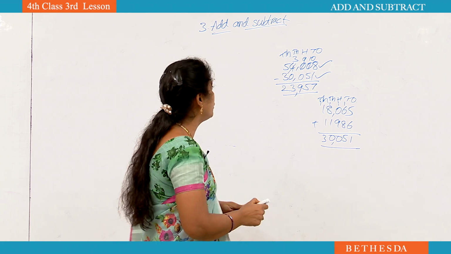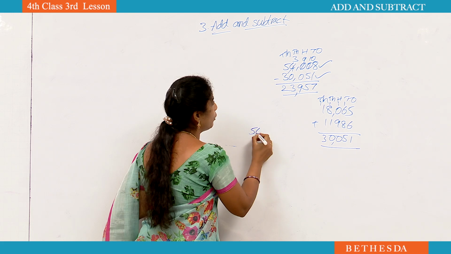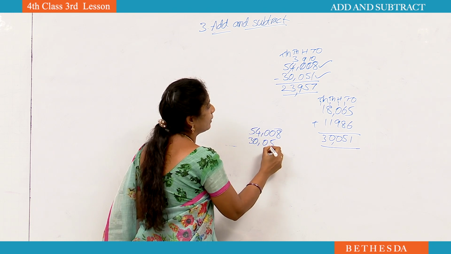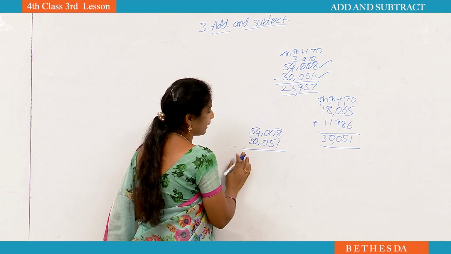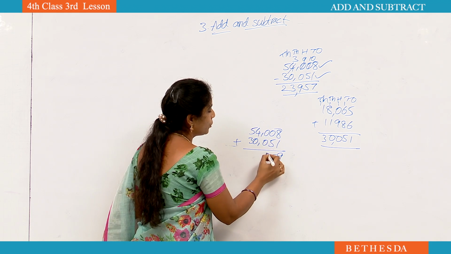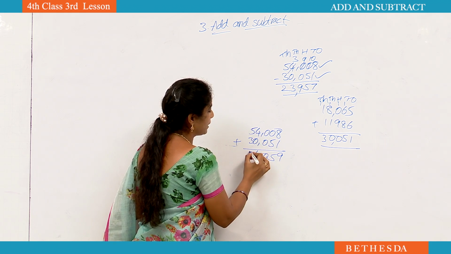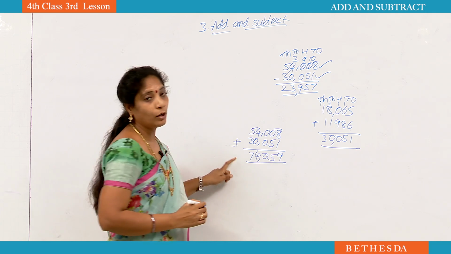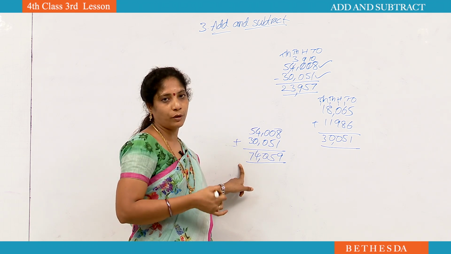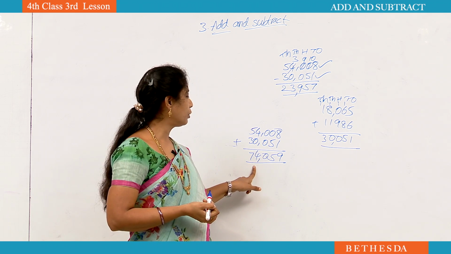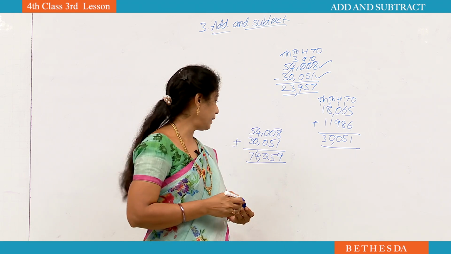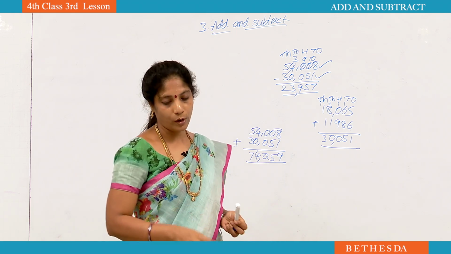How many did they produce? Morning 54,008. Afternoon 30,051. They produced this many chocolates. We have to do addition. 8 plus 1, 9. 0 plus 5, 5. 0. 4 plus 0, 4. 5 plus 3, 7. How many total toys do they need? They need as many toys as the total chocolates they produced. They produced 74,059 chocolates. That's why they need 74,059 toys.